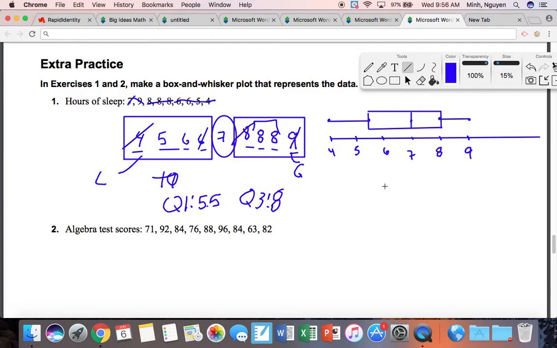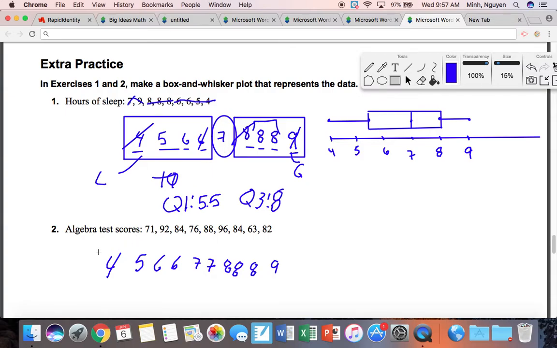And that's it. All right, if you have an even number, so let's say I had 4, 5, 6, 6, 7, and another 7, 8, 8, 8, 9. After you find the median, to find the quartiles, you would split. Notice that to find the quartiles, I just left this. I split it in half by just leaving out the median.